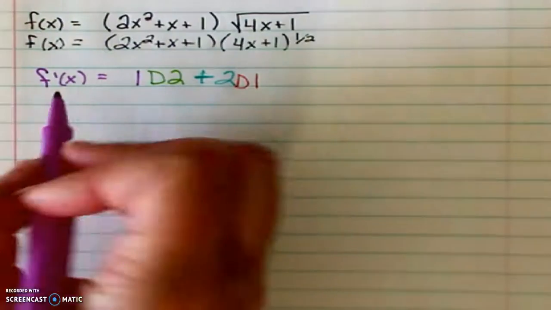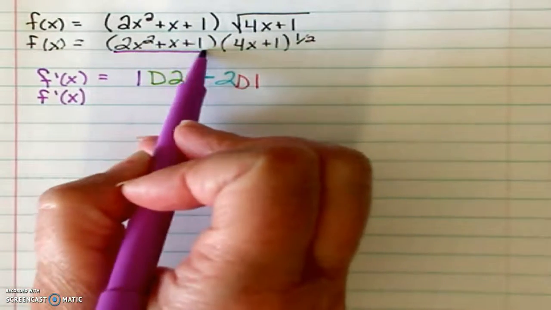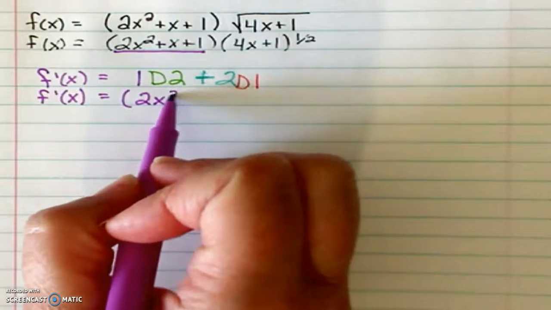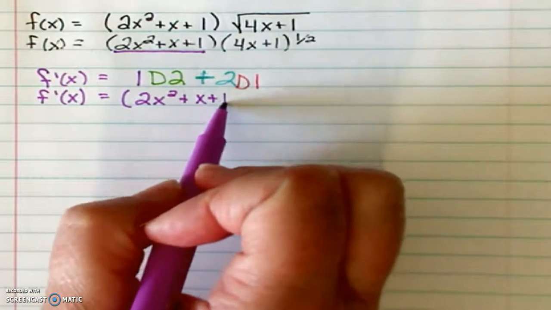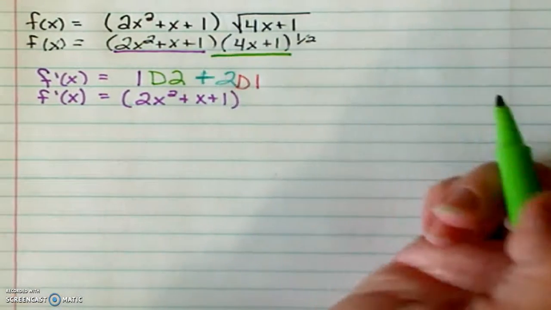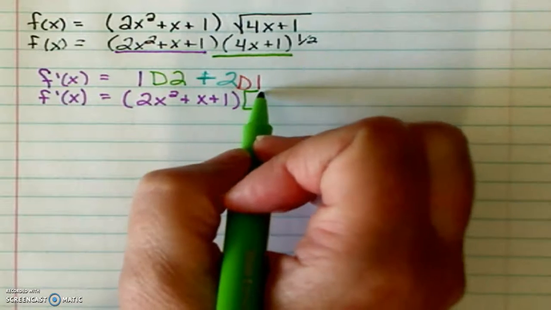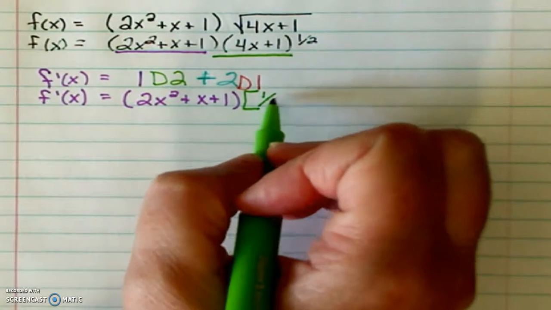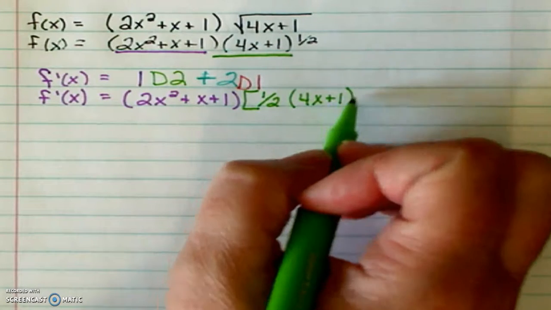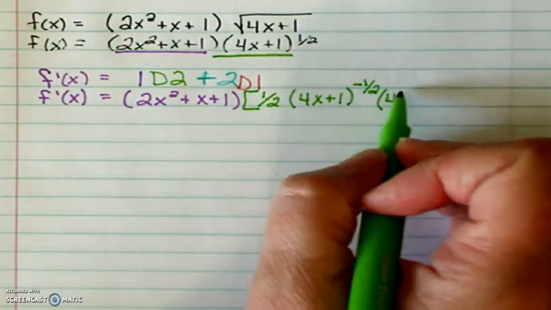So we're going to go ahead and take the derivative then. d1 happens to be your first factor, so d1 is going to be the quantity 2x squared plus x plus 1. And then you're going to take d2, the derivative of that second factor, which is going to be the power rule. So we're going to bring down 1/2, keep what's in the parentheses the same, decrease the exponent by 1, and take the derivative of what's inside.